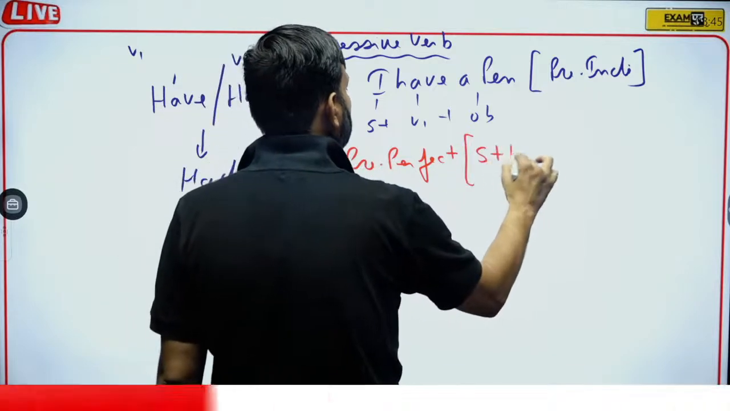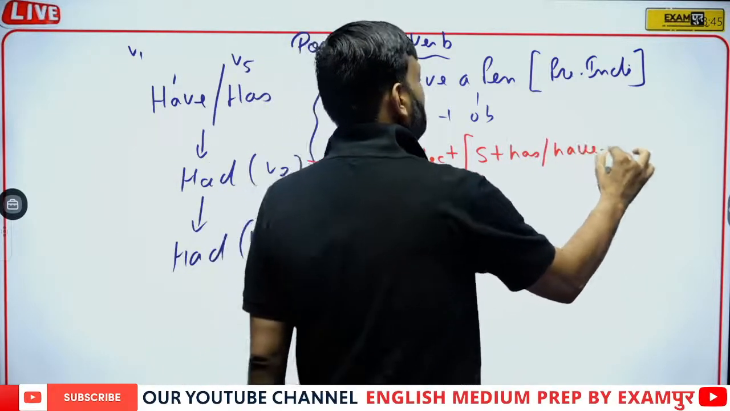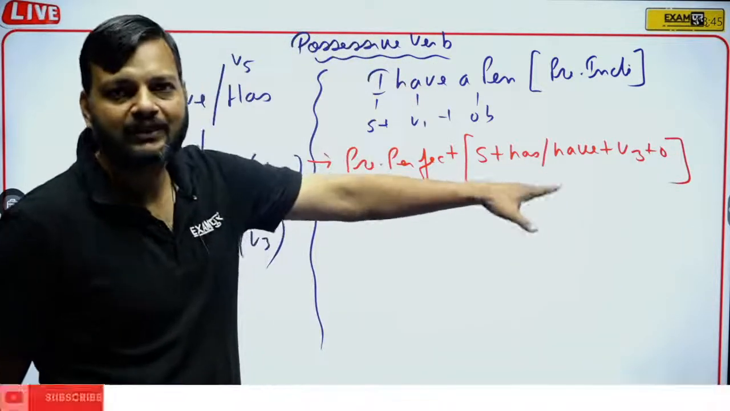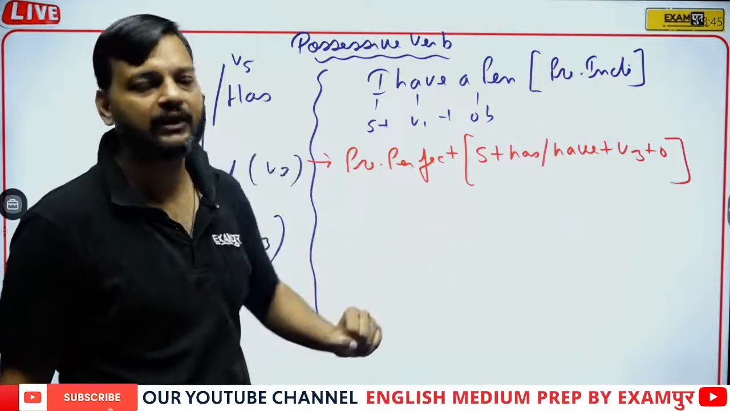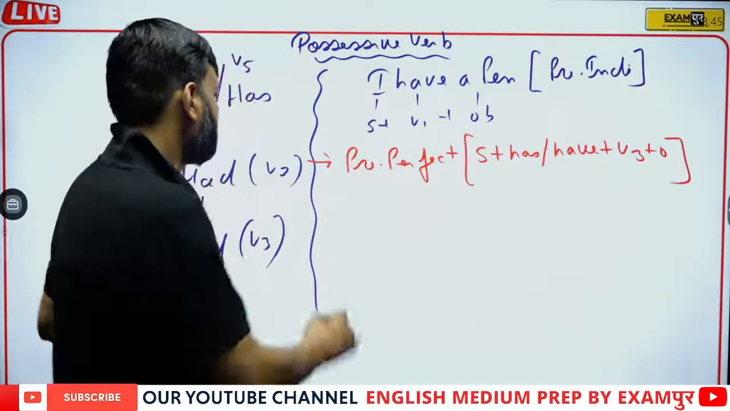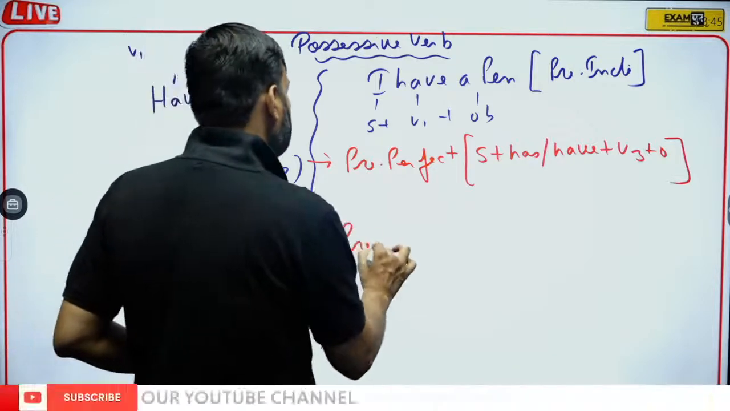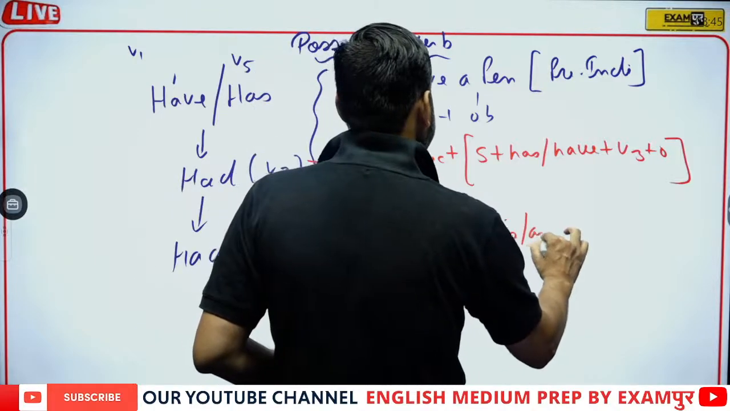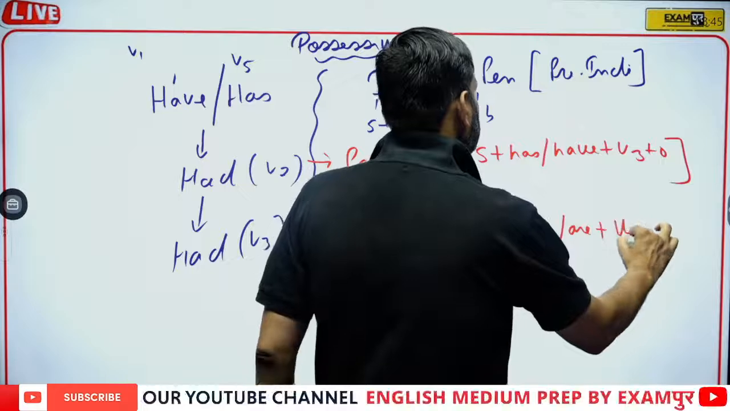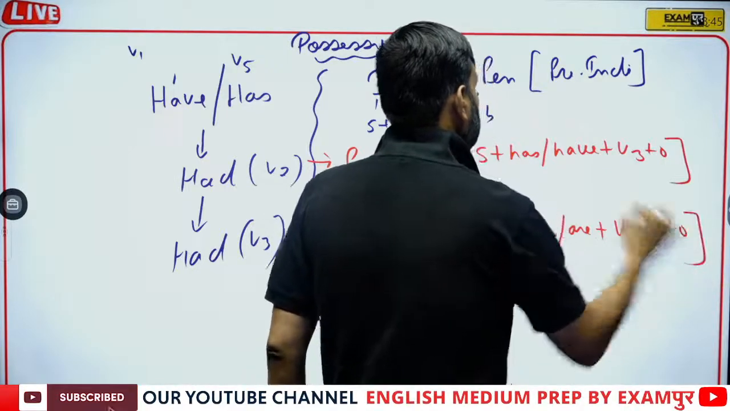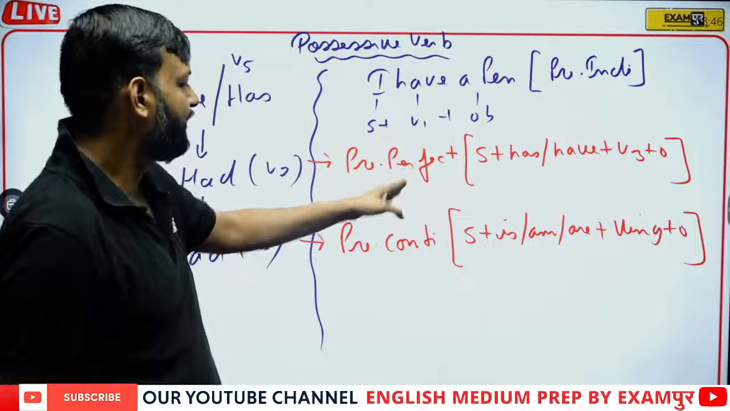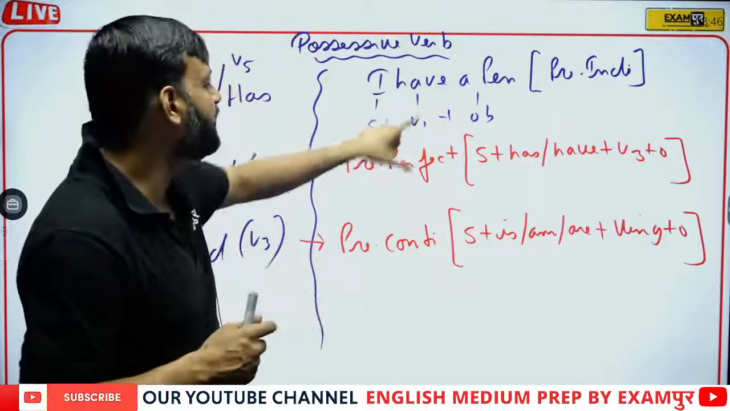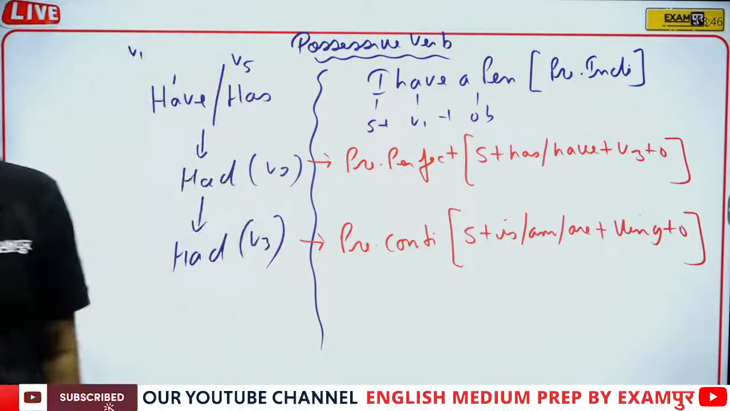The structure of present perfect is subject, has or have, third form of verb, and object. Okay, so this is the structure of present perfect tense. So change this sentence to present perfect. Then change it into present continuous. The structure of present continuous is subject, is, am, are, then ing form of verb and object. So I have a pen is present indefinite. Now change this sentence into present perfect and present continuous.